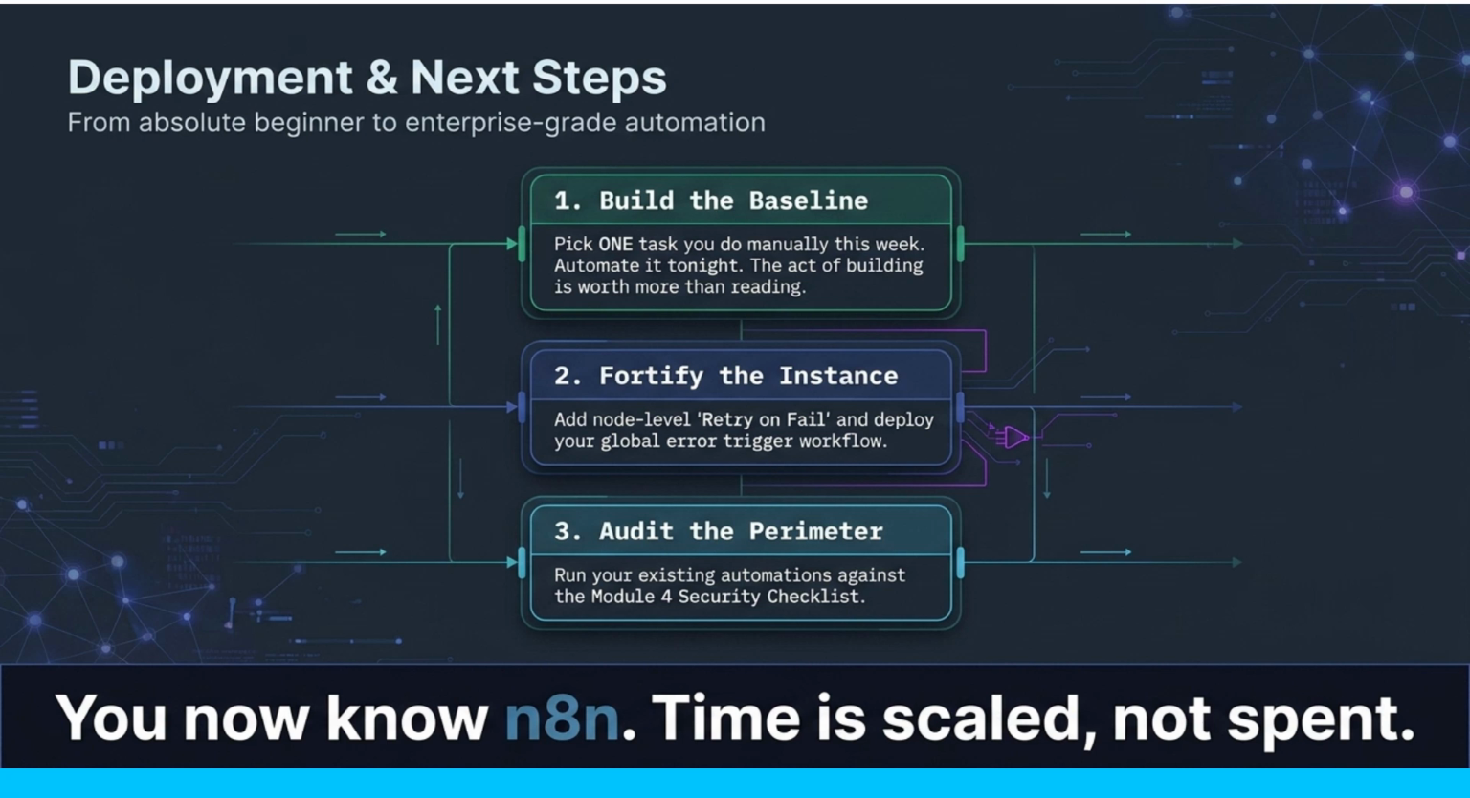Add retry on fail to every external API node. Deploy your global error trigger workflow. Do this before you build anything else. Audit the perimeter. Run your existing automations against the security checklist from slide 12. Webhook authentication, input validation, credential management. Those 3 fixes protect everything you have already built.